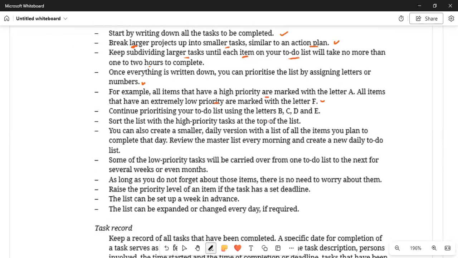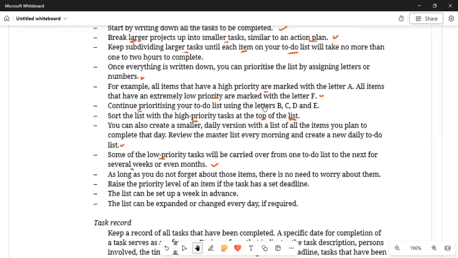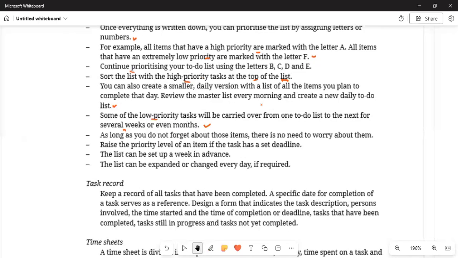You continue prioritizing your to-do list using the letters as indicated, and then sort the list with the high priority tasks at the top of the list, because you will need to revisit them regularly. You can also create a smaller daily version, listing all items every morning and creating a new daily to-do list. Some of the low priority tasks will be carried over from one to-do list to the next for several weeks or even coming months. Those are the longer projects. As long as you do not forget about those items, there is no need to worry about them.